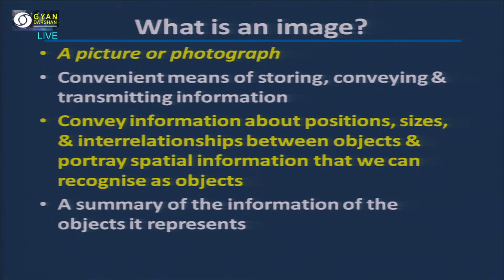Now coming to what we mean by an image. An image is nothing but a picture or a photograph, and it is a convenient means of storing and transmitting information. An image also conveys information about positions, sizes and interrelationships between objects, and portrays spatial information that we can recognize as objects. Thus an image is a summary of information of the objects that it represents.